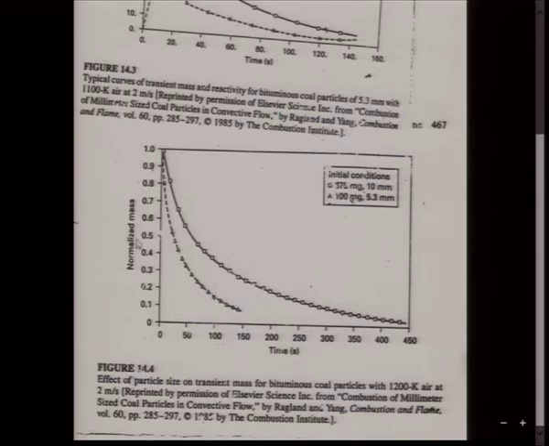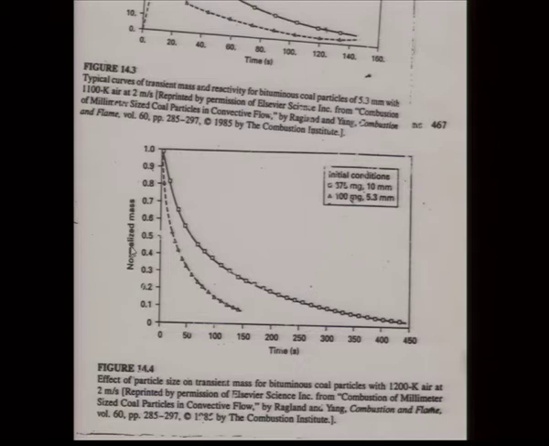What is being plotted? Normalized mass. Why are we plotting normalized mass? Makes sense because we are making a comparison. Since we are making a comparison of two particles of different sizes, it's always better to plot the normalized mass so that you get a 0 to 1 range on the y-axis. And it is plotted of course as a function of time.